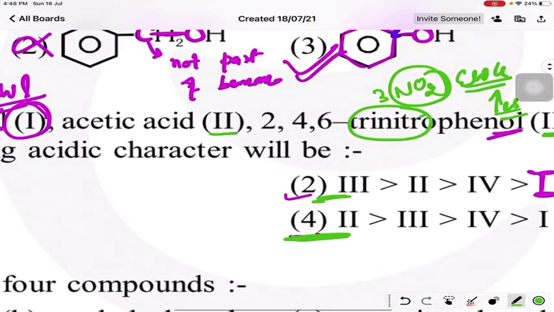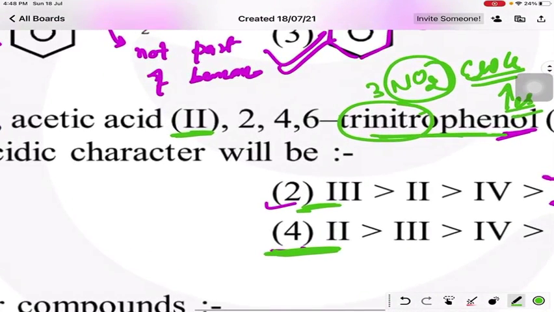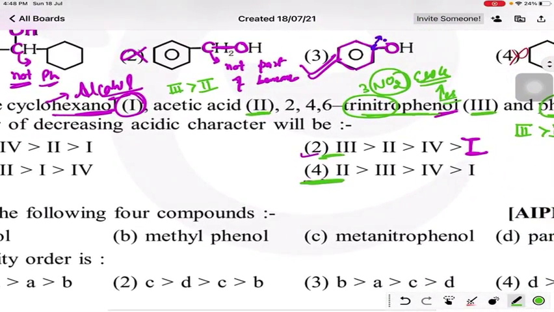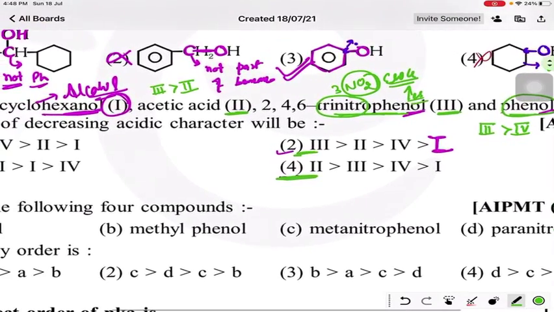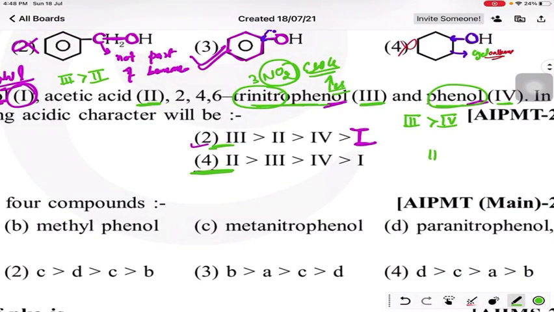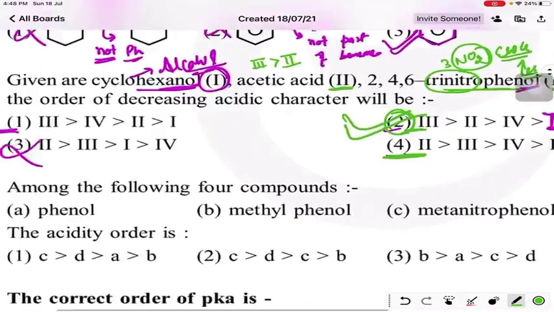Comparing acetic acid and 2,4,6-trinitrophenol, due to the presence of 3 nitro groups, 3 becomes a stronger acid than acetic acid. So 3 is stronger than 2. Then between 2 and 4, phenol and acetic acid, acetic acid is the stronger acid. So 2 should be greater than 4. So option number 2 is the correct option.